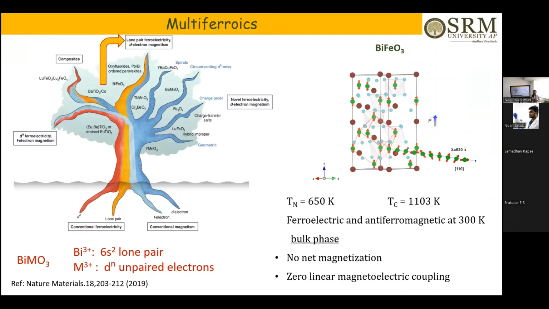One of the multiferroics is bismuth iron oxide. It has ferroelectricity and antiferromagnetism at room temperature. However, in the bulk phase it has no net magnetism, because of the spiral spin structure of this magnetic material there is no magnetization, and it has a linear magneto-electric coupling.